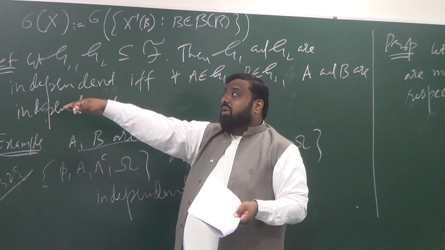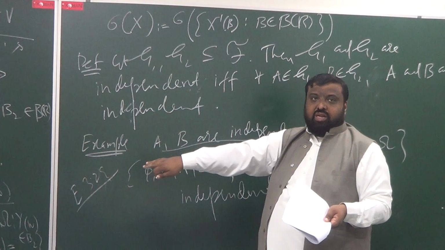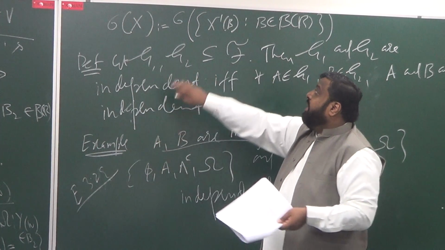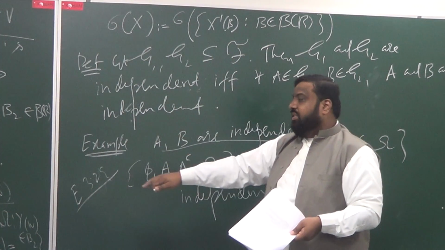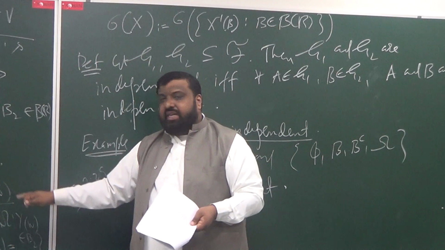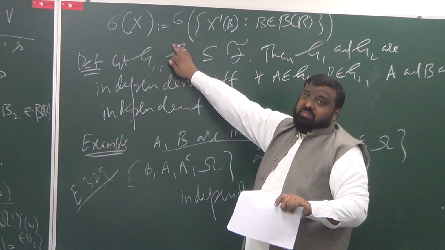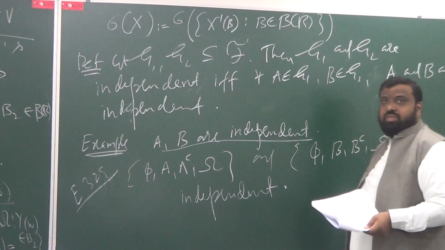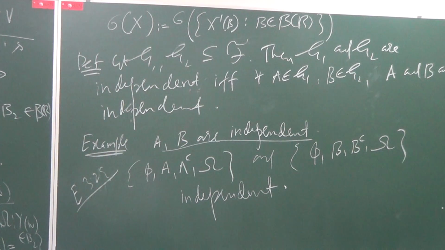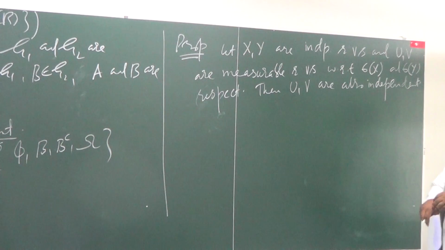Because think about it. For random variables, you want inverse images to be independent for every Borel set. And from the same Borel sets, you are constructing the sigma field. So if these events are independent for every Borel set, obviously, and sigma fields are generated by such events, the sigma fields also must be independent. In other words, if you have two independent random variables, they must generate independent sigma fields.